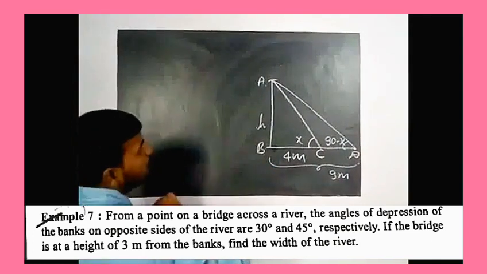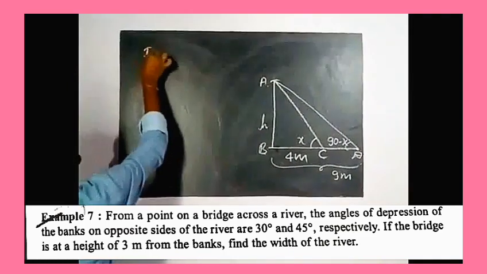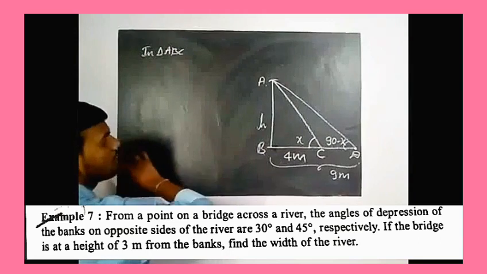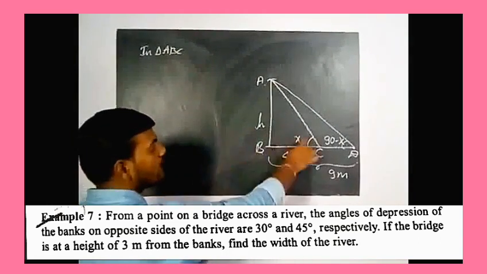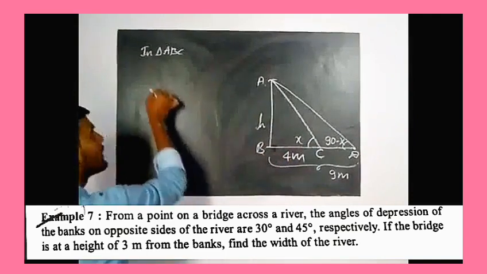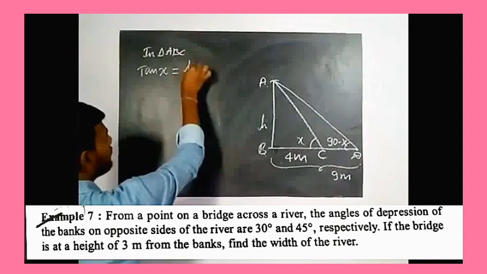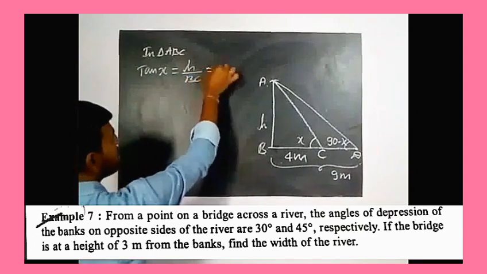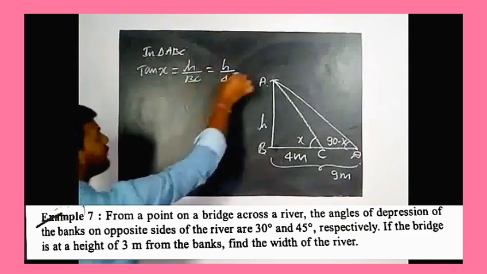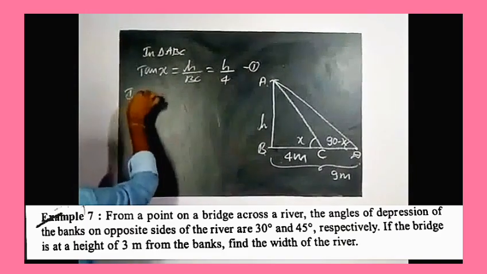Here firstly we shall consider the triangle ABC. In triangle ABC, the angle X is known, and we know BC. So here we can apply tan X. Tan X is equal to h by BC, BC is 4, so tan X is equal to h by 4. This is equation 1.